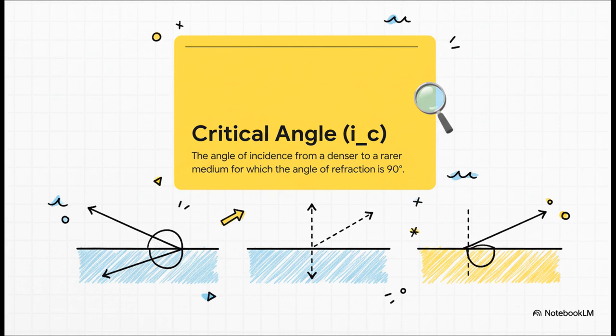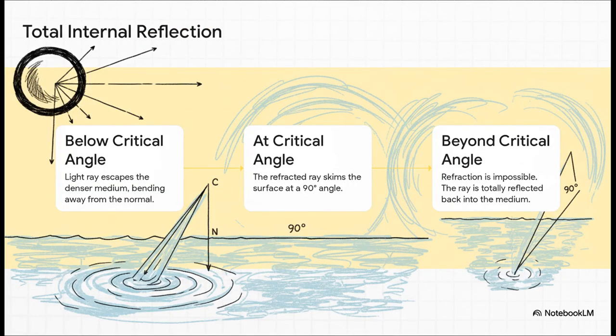So, any angle smaller than that, and the light gets out. But what do you think happens if we make the angle just a little bit bigger? And boom, we get total internal reflection. The moment the angle of incidence goes past that critical point, the light just can't escape. It's physically impossible for it to refract. The boundary between the water and the air suddenly turns into a perfect mirror, and 100% of that light gets reflected right back into the water.